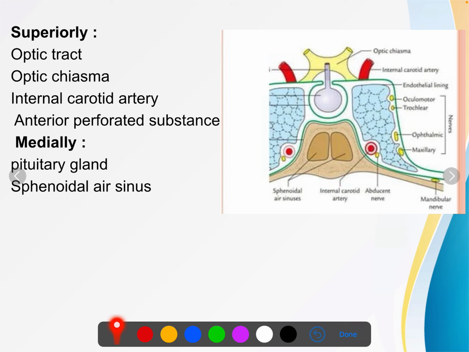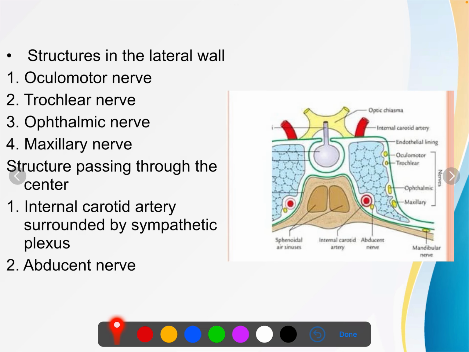Then structures related to the lateral wall of the cavernous sinus are the oculomotor nerve, trochlear nerve, and the two divisions of trigeminal nerve, that is the ophthalmic and maxillary. Then the structures passing through the center of the cavernous sinus are the internal carotid artery surrounded by the sympathetic plexus and the abducens nerve.